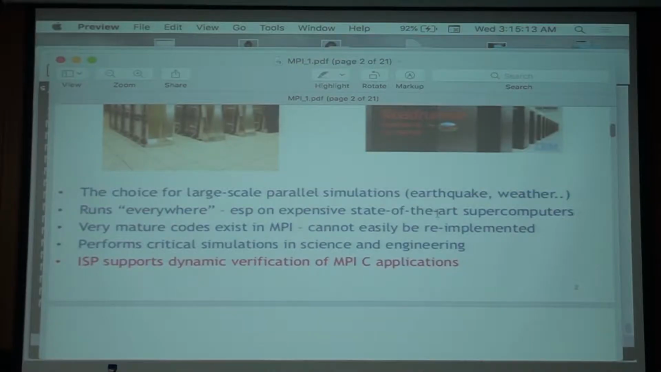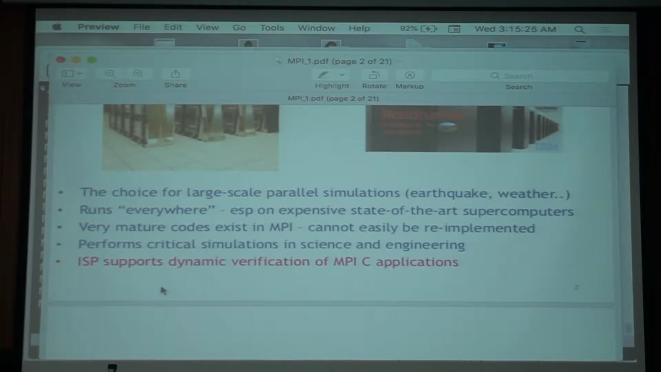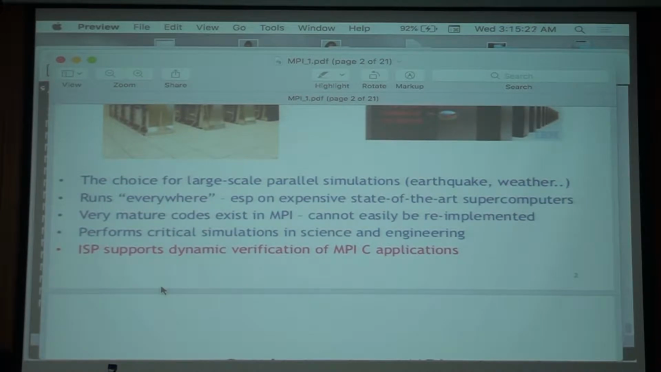Runs everywhere, especially on expensive state-of-the-art supercomputers. Very mature codes exist in MPI. Nobody can re-implement it easily, hence it will live on. Performs critical simulations in science and engineering. And our contribution, ISP, was pitched in that workshop as a way to dynamically analyze, which means run the code and catch bugs.